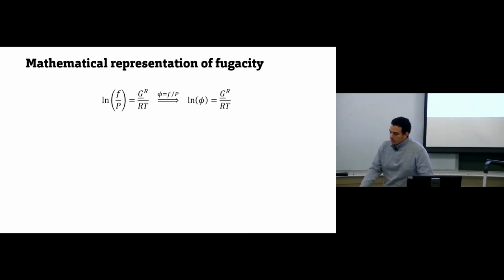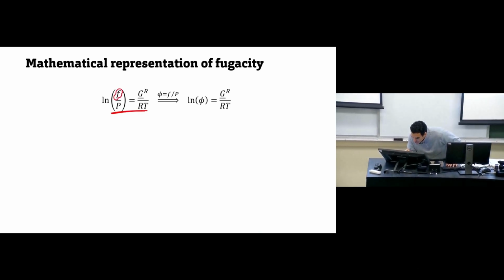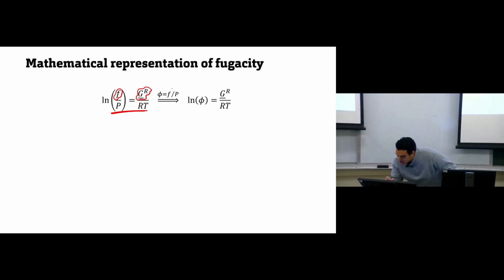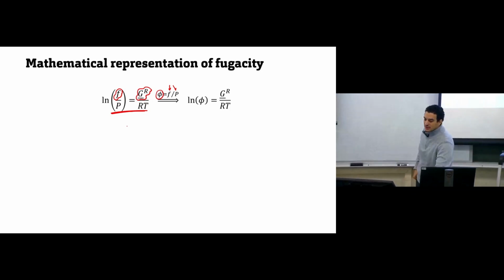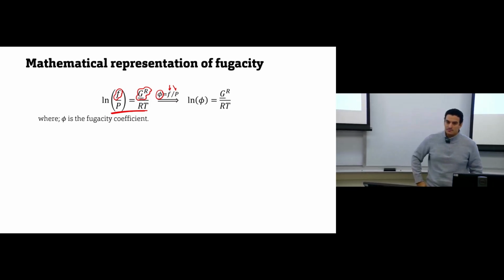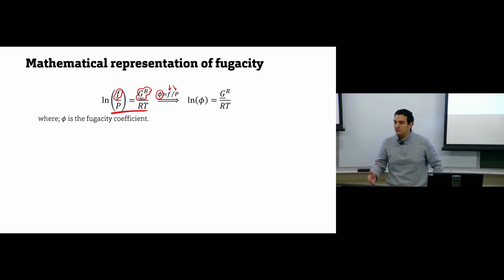So again, this is the equation that relates this corrected pressure, fugacity, to residual molar Gibbs free energy. To simplify it, we will replace fugacity divided by pressure with one simple term, which we will call phi. So we can rewrite the equation as ln phi equals residual molar Gibbs free energy divided by RT, and this phi is called the fugacity coefficient. Both fugacity and fugacity coefficient can be used as a criterion for phase equilibrium.